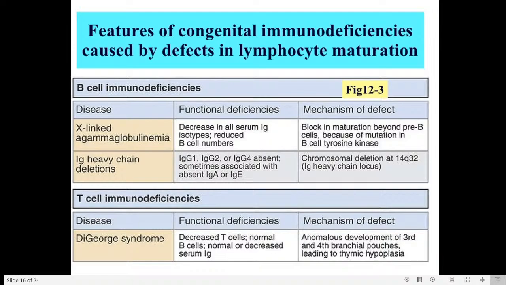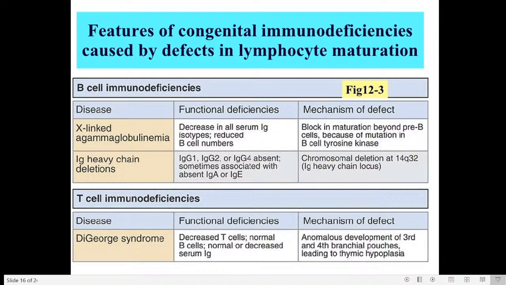And chromosomal deletion at 14q32 causes Ig heavy chain deletion disease, which is a congenital immunodeficiency.